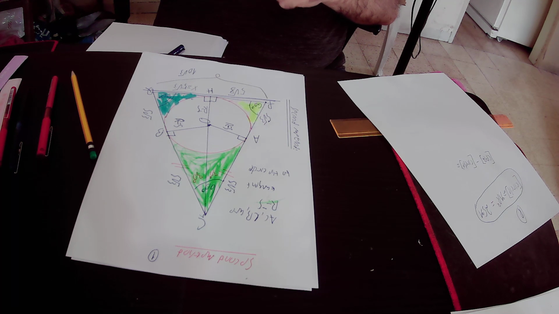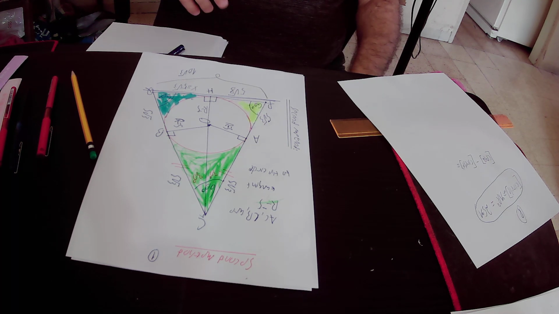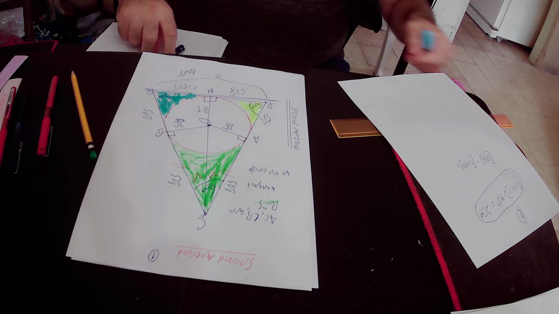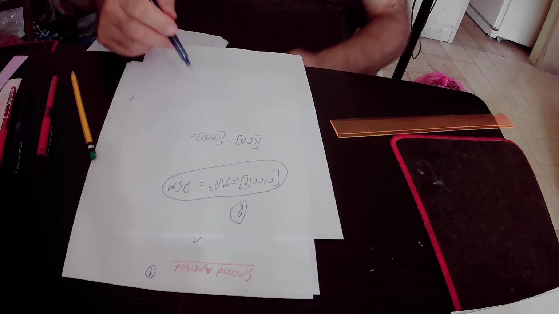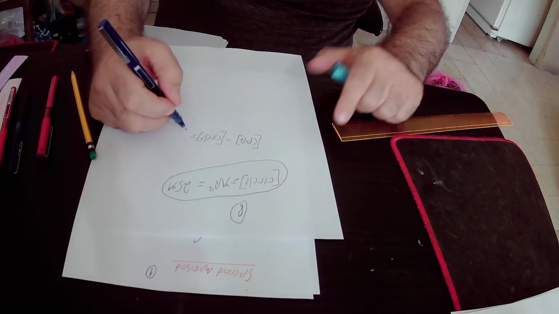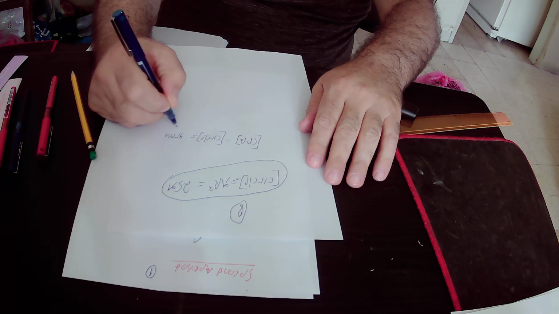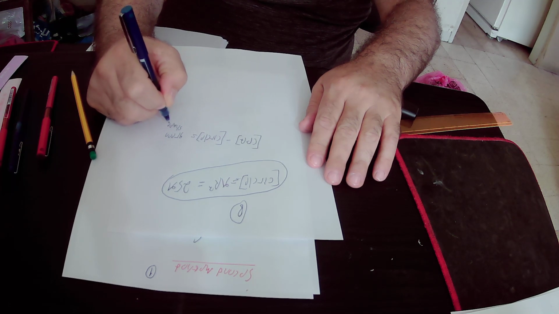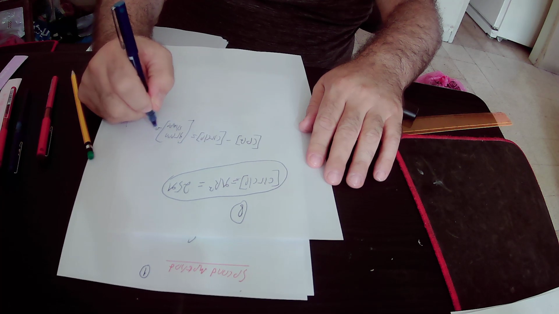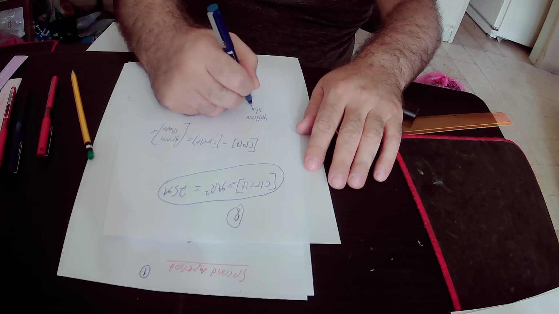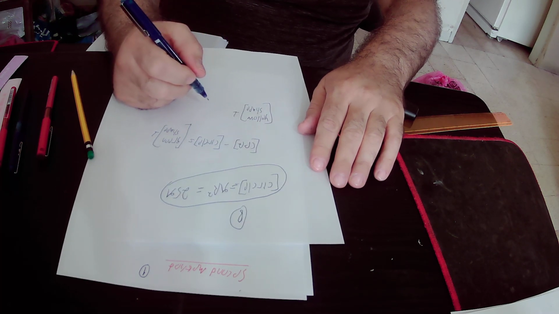Again, the area of the big triangle CPQ minus the area of the circle will be equal to the area of the green shape plus the area of the yellow shape plus the area of the blue shape.